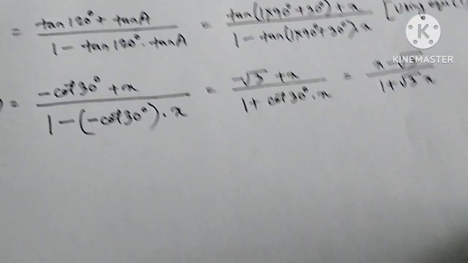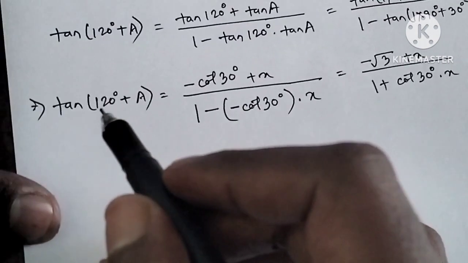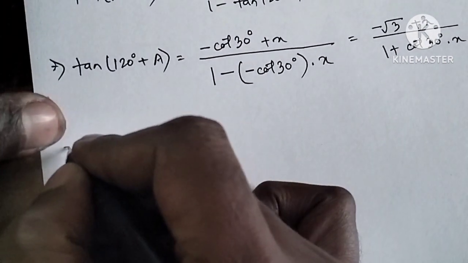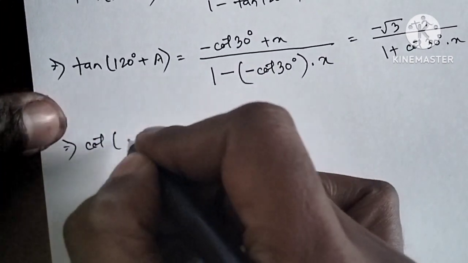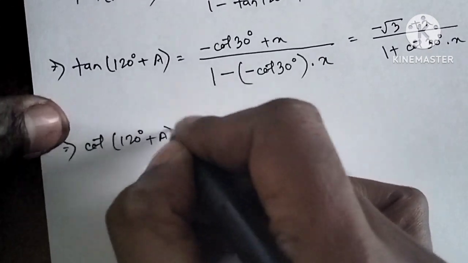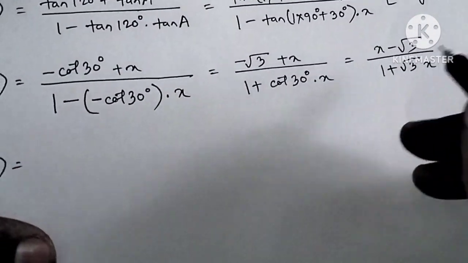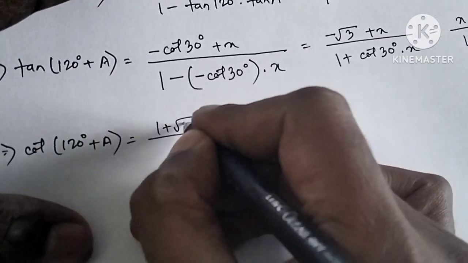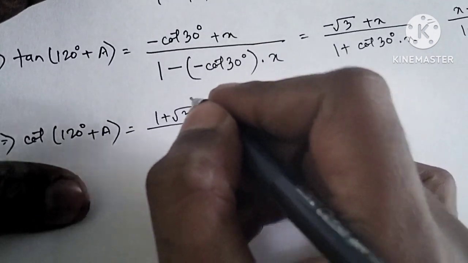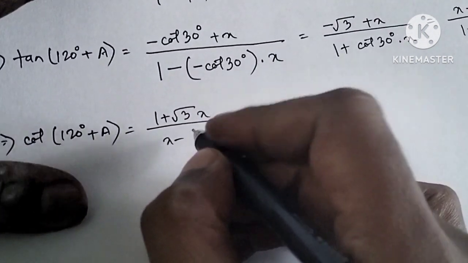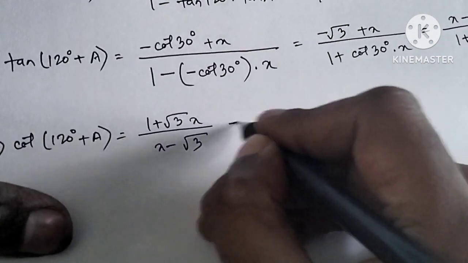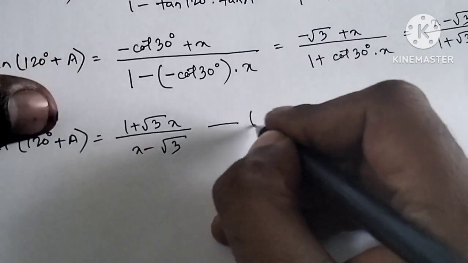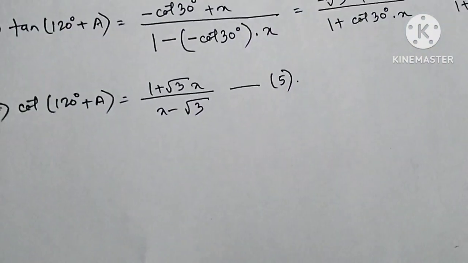So this is tan (120 degree plus A). Cot (120 degree plus A) will be just the reciprocal of this: 1 plus root 3x will go up, and x minus root 3 will come down. The last equation was 4, so we will name this equation 5. Okay, now what will we do?